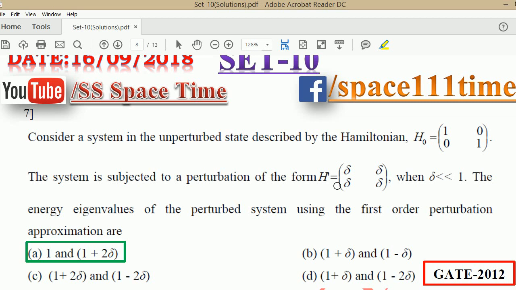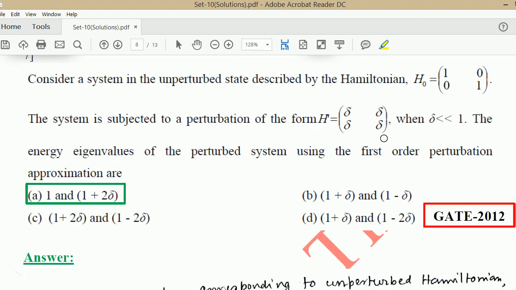Now coming to question number 7. Consider a system in the unperturbed state described by the Hamiltonian H naught equals 1, 0, 0, 1. The system is subjected to a perturbation of the form H prime equals delta, delta, delta, delta. When delta is much, much less than 1, the energy eigenvalues of the perturbed system using the first order perturbation approximation are. To solve this one, we have to use the matrix method.